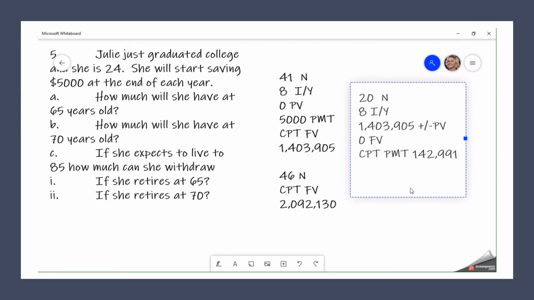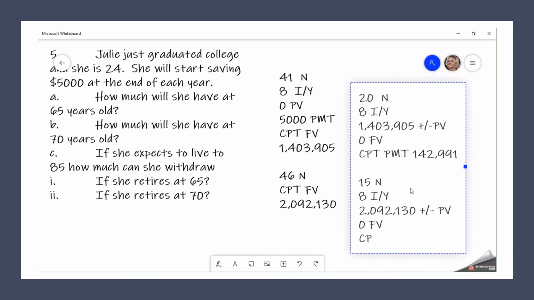Okay, then we'll go down and say, what if she retires at 70? So then we've got that larger amount, and then she lives not as long. So there'll be 15 years till she's 85. Still 8 as our IY. Now this becomes our new present value. Zero out the future value, because again, that's when she's going to die, so she doesn't need to have money. And then we'll compute that payment.